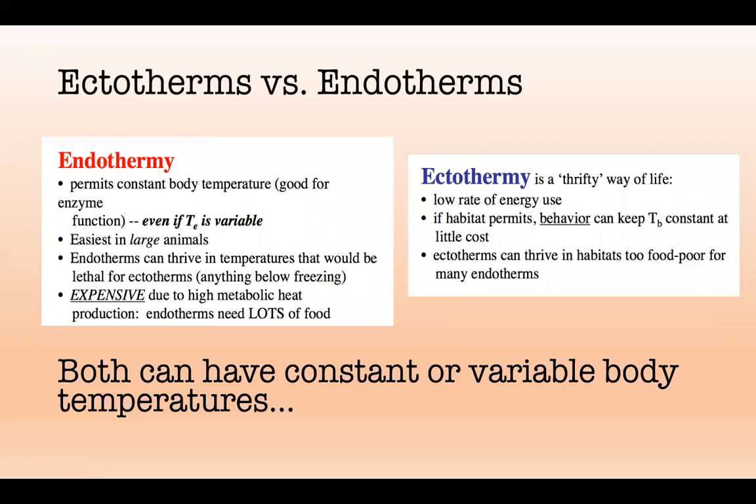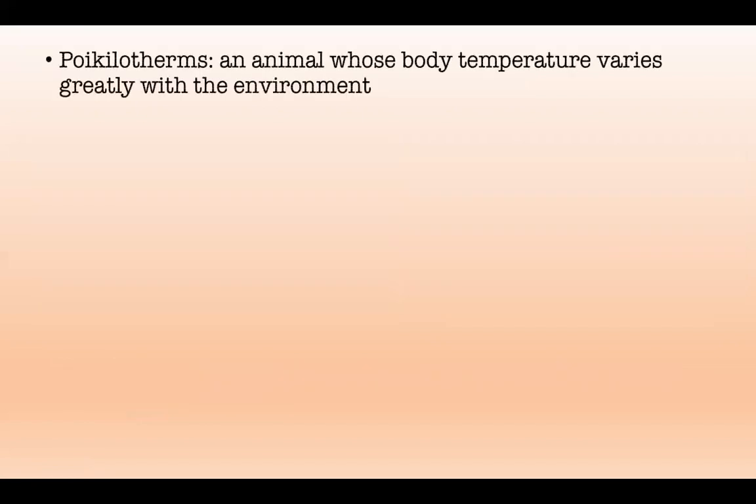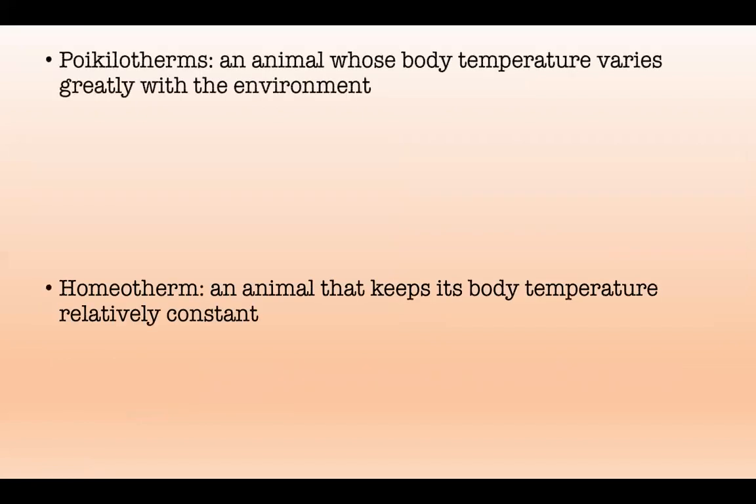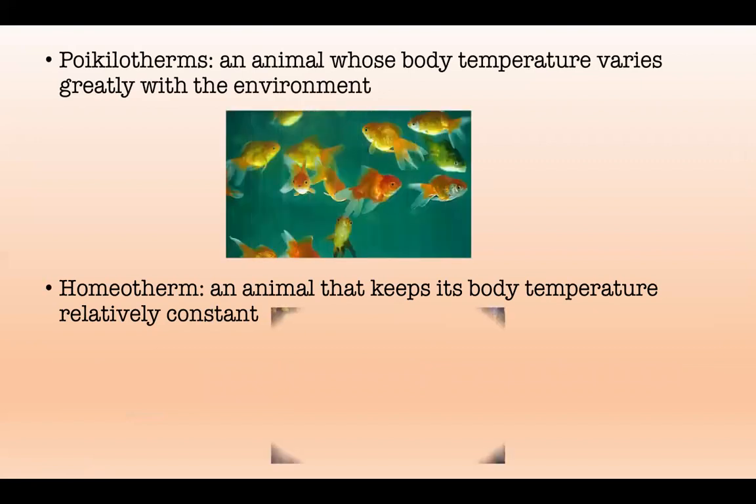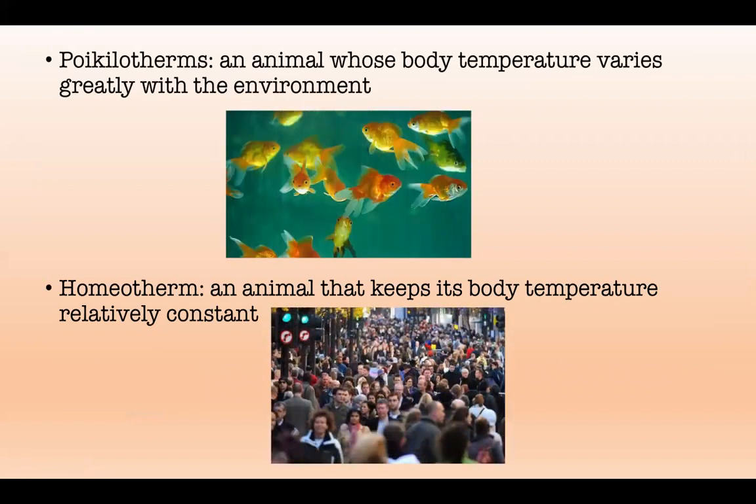However, endotherms and ectotherms can both have constant or variable body temperatures. Poikilotherms are animals whose body temperature varies greatly with the environment. Homeotherms are organisms who keep their body temperature relatively constant. Endotherms and ectotherms can fall under either of these categories based on the organism.